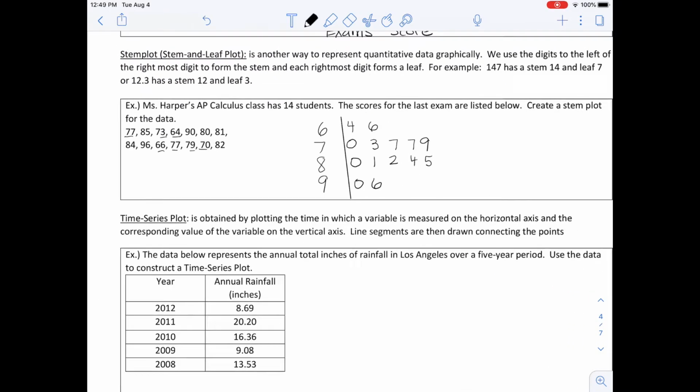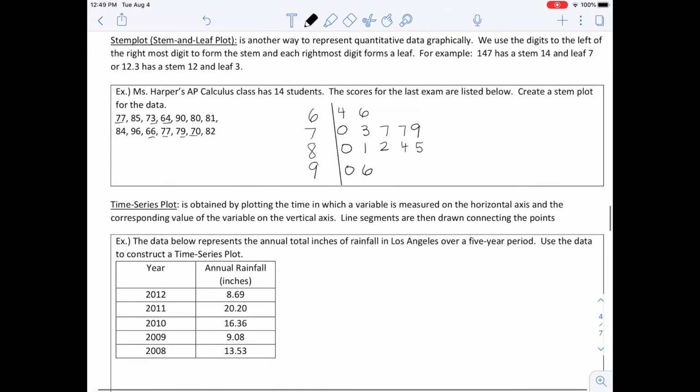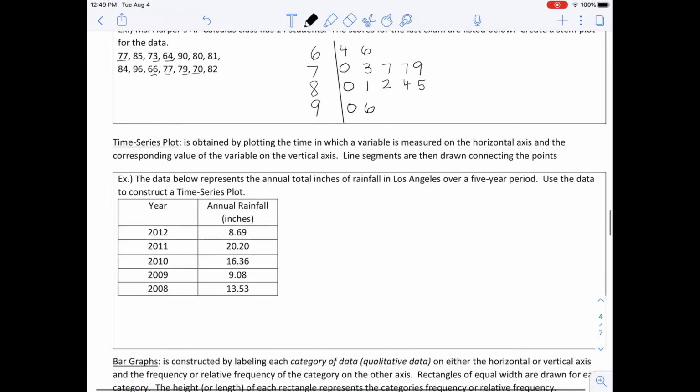So this is another way to represent your data. Kind of allows you to see the distribution of the data. This looks almost kind of bell-shaped.